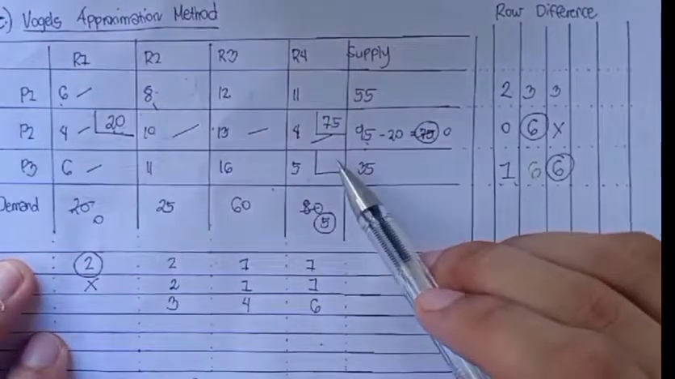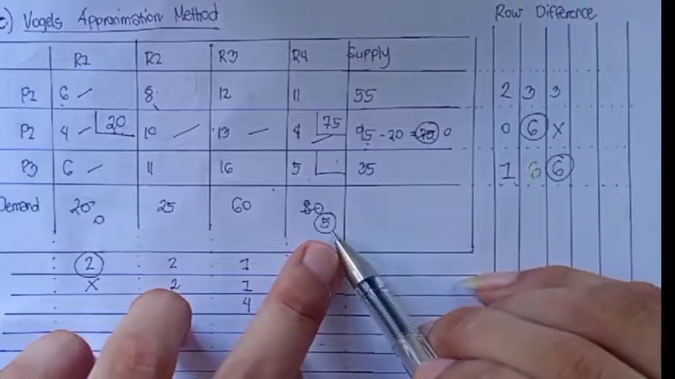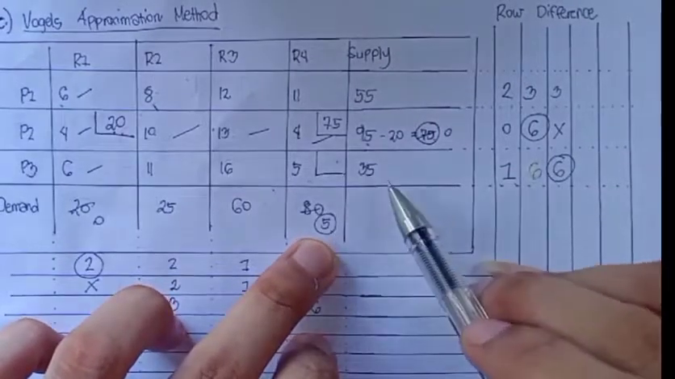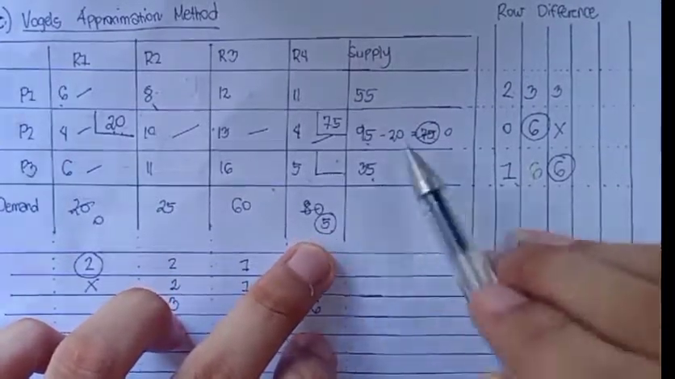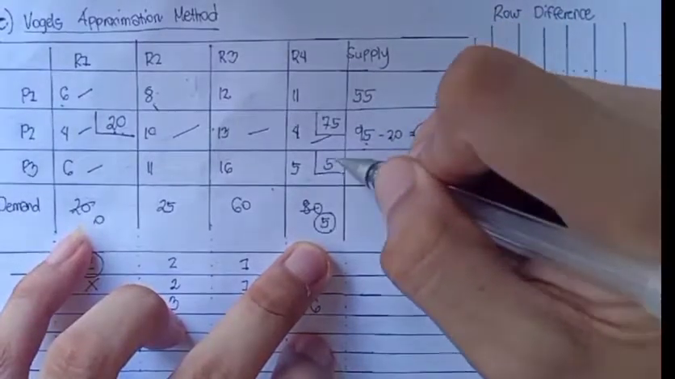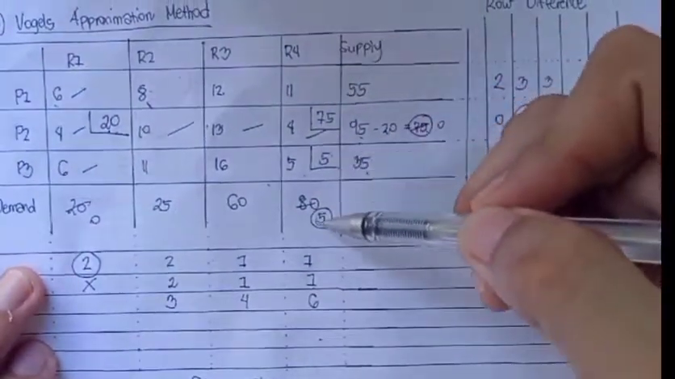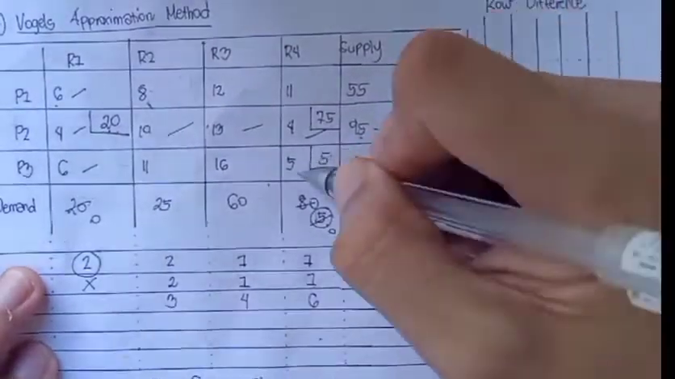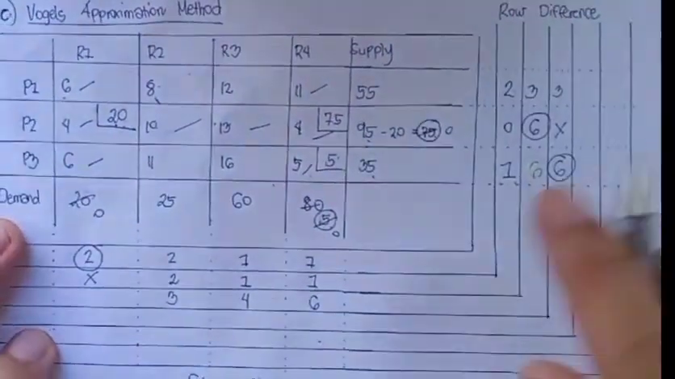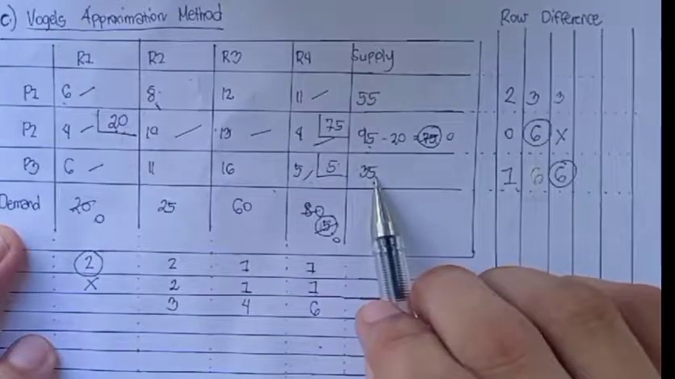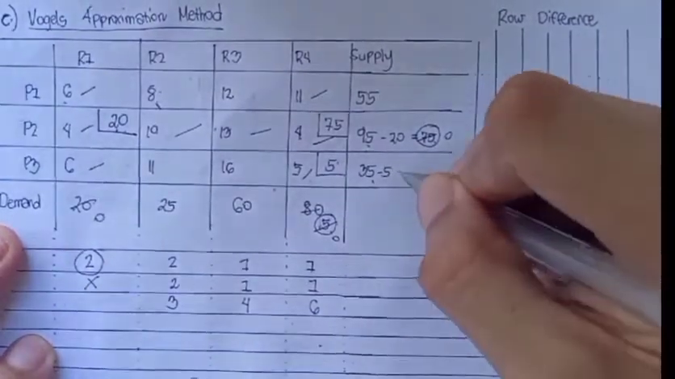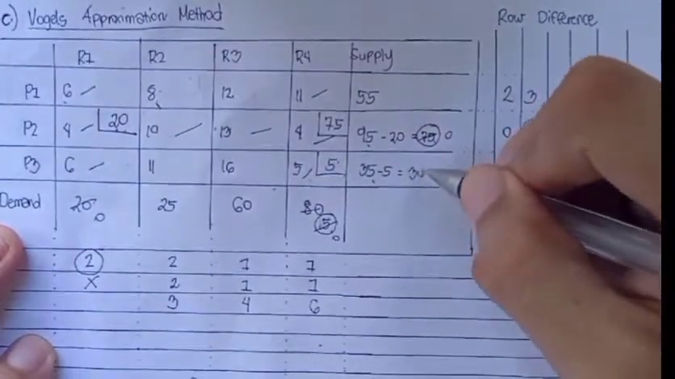In this cell, the demand is 5, the remaining demand, and the supply is 35. So the minimum is 5. So we will allocate 5 here in P3R4, and this column is satisfied. And we will deduct 5 here in row 3. So the remaining supply is 30.